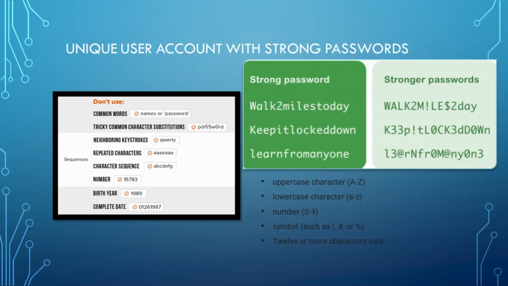So if you look at the example on the chart, I'm using the very bottom one, learn from anyone. It's easy to remember, and then you take some of the letters and symbols and mix them up, and now you can't find any of those words in the dictionary, and it's still something that's easy for you to remember. And then another suggestion would be having that as maybe your core, and adding on a couple of initials at the beginning of every password to represent what account it's for.